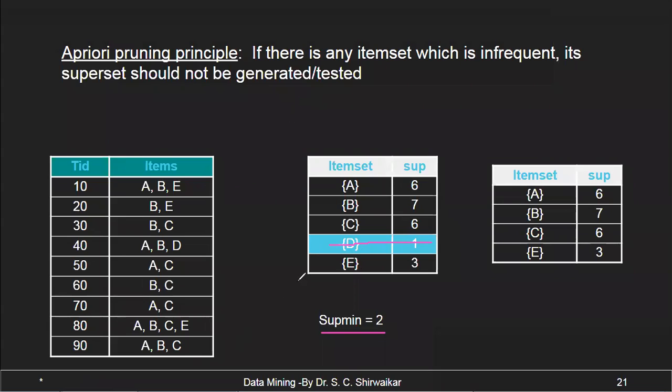There are two steps, pruning and joining. The pruning principle means if there is any item set which is infrequent, we have to remove it. It should not be generated or tested. That's why we are removing this D. So after the pruning process, just concentrate here, D is removed.